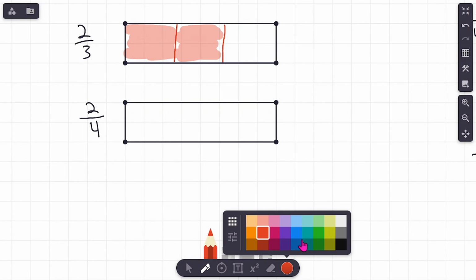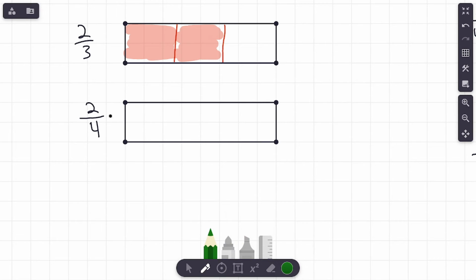Now for the fraction at the bottom, let's go with this green color. How many sections do I need for 2/4? I need 4 sections. So let's get 4 sections here. There's 1, 2, 3, and 4. My numerator is what? The numerator is 2, so color in 2 sections. Here's 1 section, here's 2 sections, and there we go. So we've got 2/4 represented in the green, we've got 2/3 represented in the orange.